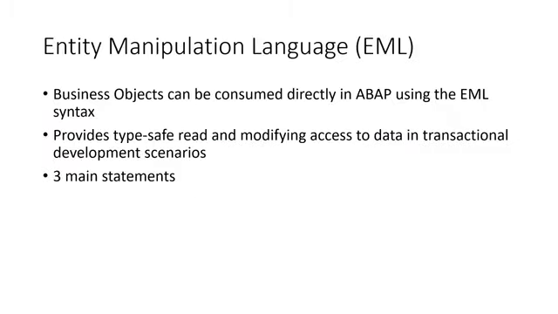Now to write this custom logic, we have to use EML, the entity manipulation language. This entity manipulation language can be directly consumed inside of ABAP, and it provides type-safe read and modifying access to data. You will see in the documentation that it says type-safe, and I don't know exactly what that means, but it's probably used everywhere, so I'm using the word type-safe. Anyways, this EML has three main statements, and that's all you need to know.